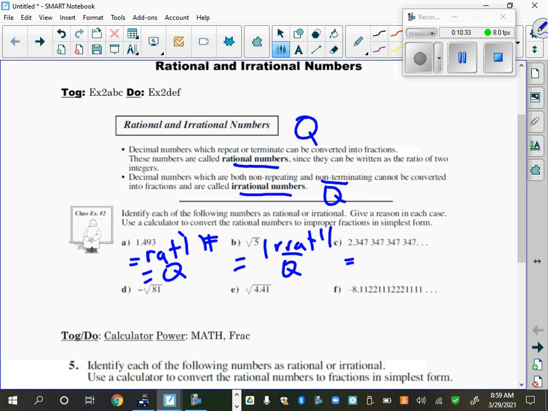Let's do C. 2.347, dot dot dot. Does that repeat or end? It repeats, so what does that mean? Rational or irrational? Rational, good job, ladies and gentlemen. So that's Q. Go ahead and do D, E, F, please.